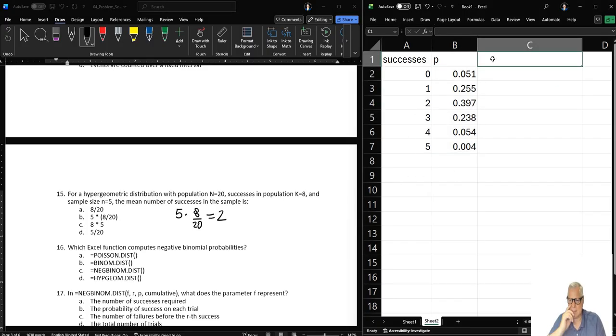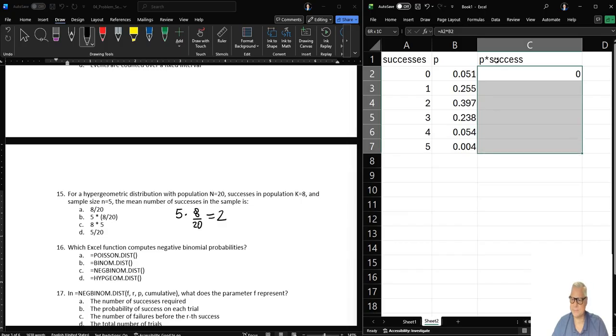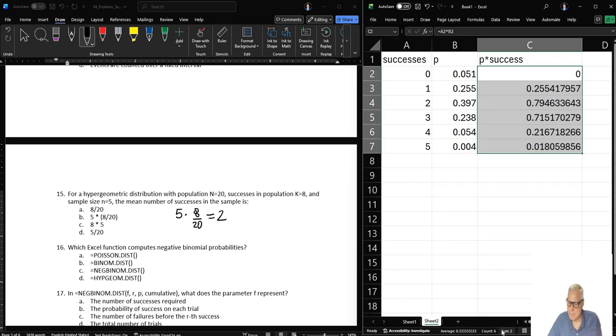So what we do is we have to multiply each success probability times the probability and then sum it up. So what I do is I do here P times success. Okay, so this is 0 times this, and I do that for all the others. And now if you sum that up, that should be the mean. And you see the sum is 2.